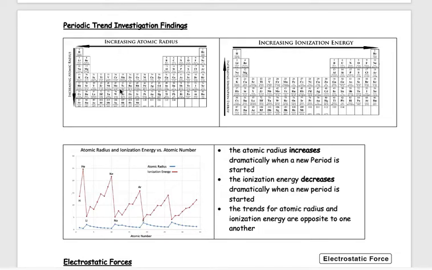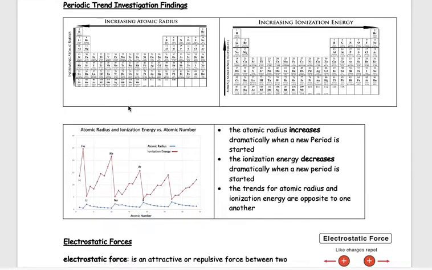So with today's lesson, we're going to carry on with what we found in this investigation and be able to explain why this is happening. Because we graphed the data and found that it was increasing this way and decreasing that way, but we want to explain now why is this happening. Why do we see this trend?